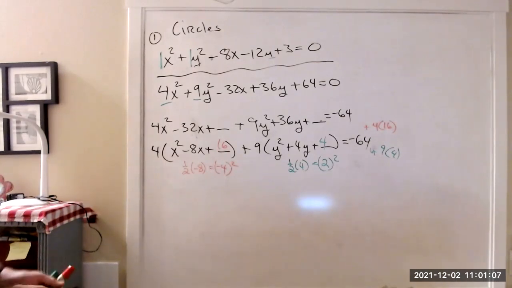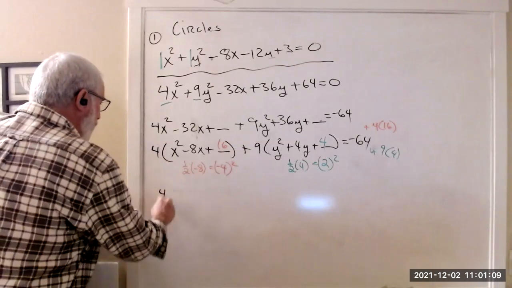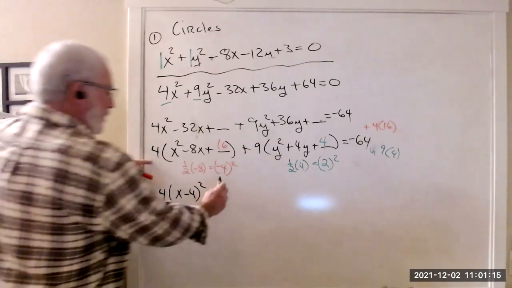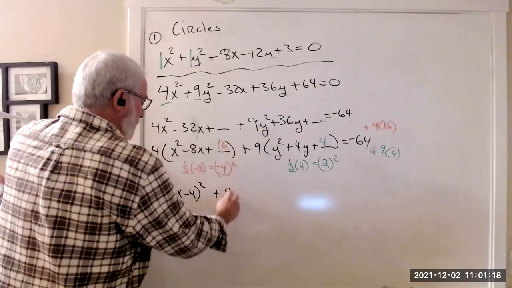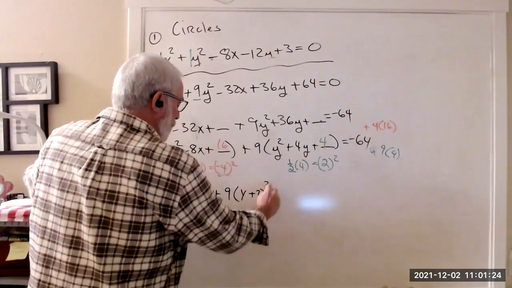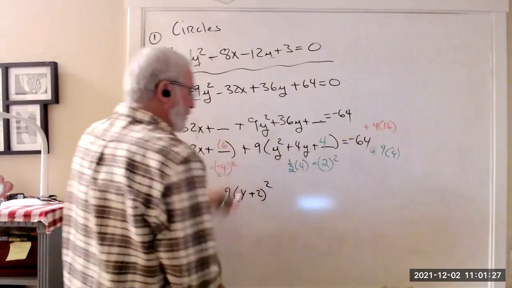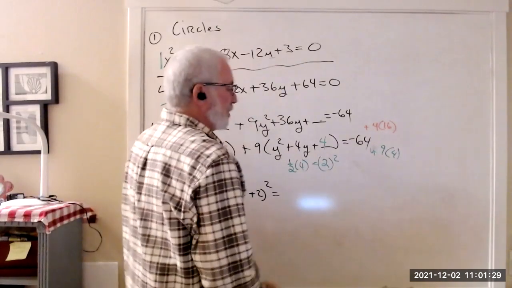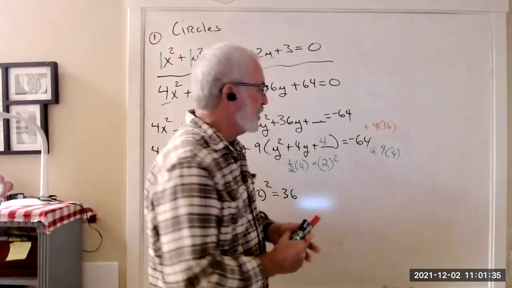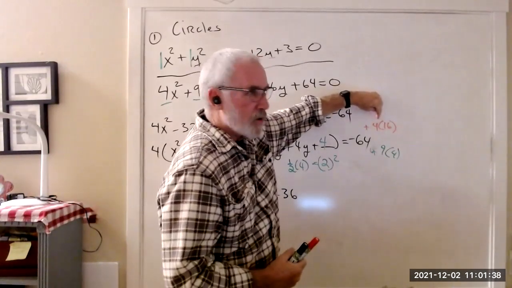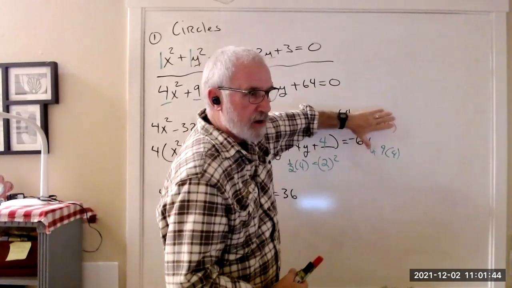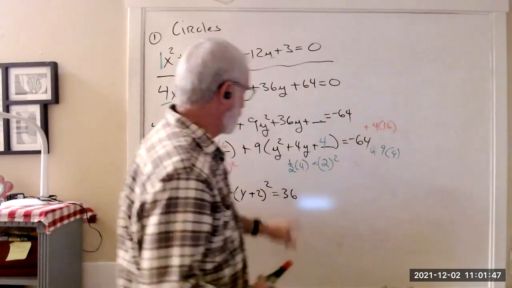Then this becomes 4 times x minus 4 quantity squared, because we use that number, plus 9 times y plus 2 quantity squared, because that factors, equals, and this becomes 36 when you do all this on your calculator. Or to be lazy, that was positive 64, that was negative 64. So in arithmetic, those cancel each other out. So I'm left with 9 times 4, which is 36.